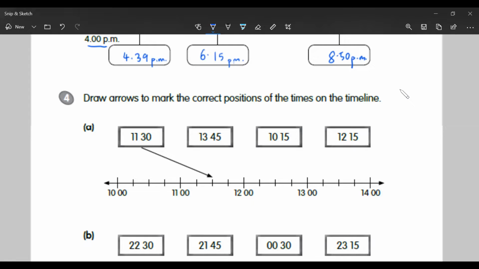Now, how else do I know? Like what Ryan was saying, from 10 o'clock to 11 o'clock is 1 hour, that's 60 minutes. So one spacing is 15 minutes. There's a clue here as well: 2 spacings was 30 minutes. So one space, one interval is 15 minutes. Is that okay?